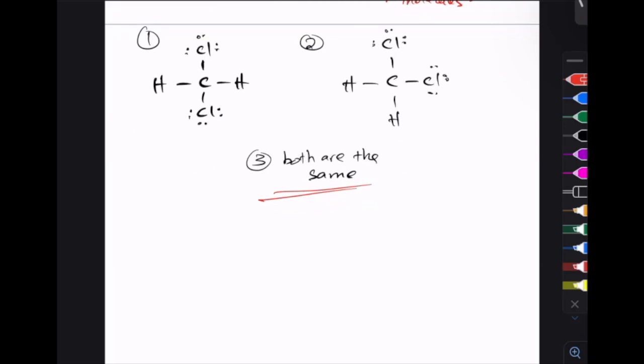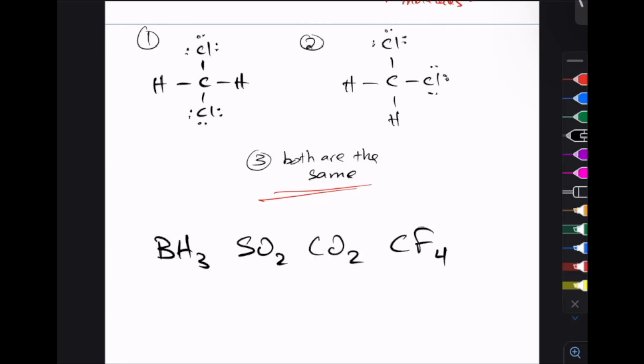Let me give you one more challenge. Let's see what you make of this. Let me give you BH3, SO2, CO2, and CF4. Which one's going to have the higher boiling point? And we'll do a show of hands. Think about it for a minute. 1, 2, 3, and 4. And if you can't tell, jot down what the Lewis structures are. All right, let's see, show of hands. What do you think? 1, 2, 3, or 4? Which one has the higher boiling point?